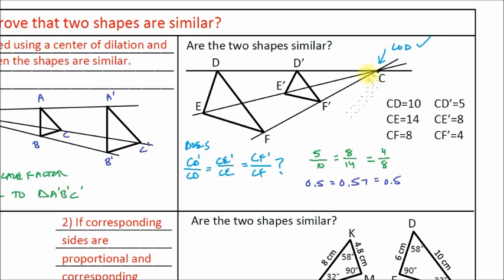The ratio of the distance from the COD to the corresponding vertices, they're not all the same ratio. So because of this, I'm going to circle this, and that means the answer is no. They are not similar. In order to be similar, remember, they'd have to have a COD, which we had, but we would also have to have proportionality, or the same scale factor between corresponding distances from the COD to the corresponding vertices. And we don't have that, so these are not similar shapes.